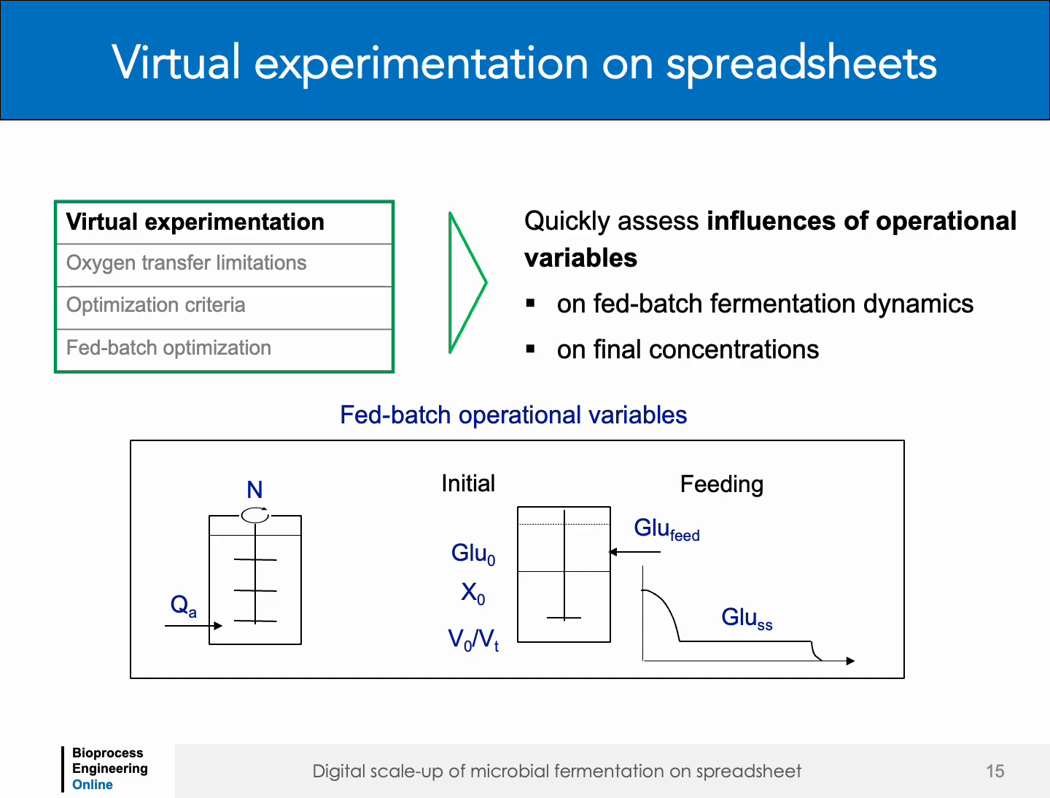The first section of the spreadsheet performs a virtual experimentation on the yeast-fed batch fermentation. Fed batch fermentation is a complex process that depends on the 7 operating conditions defined previously. Spreadsheet-based virtual experimentation enables the rapid evaluation of how these operating conditions influence fermentation kinetics and final product concentrations. It also provides a sensitivity analysis of the input variables, identifying the most influential parameters on which the optimization strategy should focus.